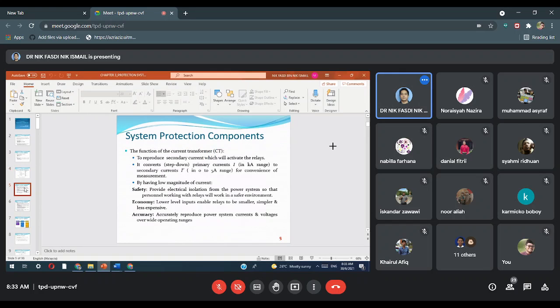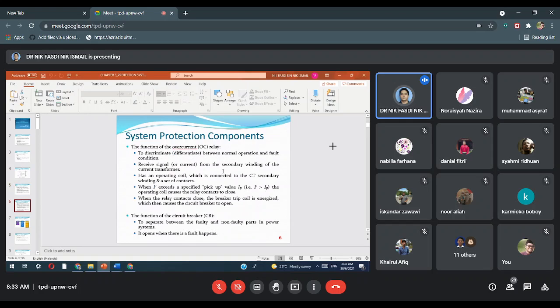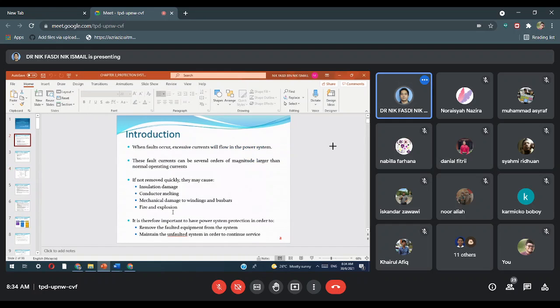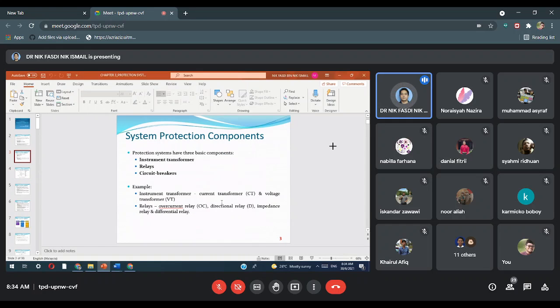Okay. Kat sini pun ada. Okay, this one I prime must be greater than IP, pickup current. Pickup current maksudnya minimum current to turn on the overcurrent relay. So function of CT ni dia cuma step down the primary current to the secondary. So the step down current from the CT, I prime ni must be greater than the pickup current of OC in order to turn on the contact of overcurrent relay. Okay, itu satu. Right?